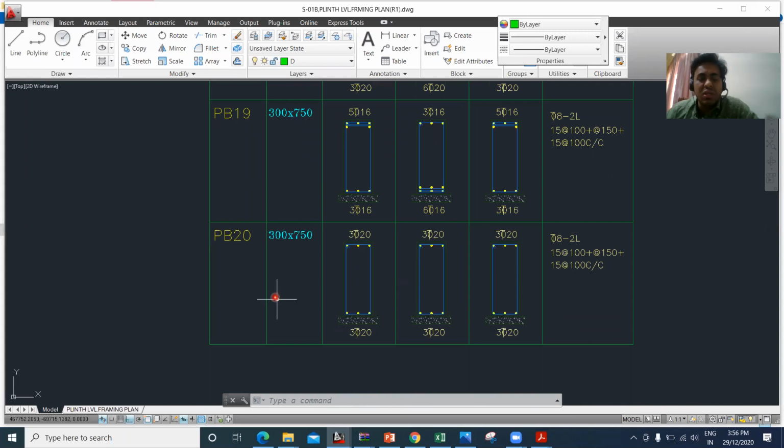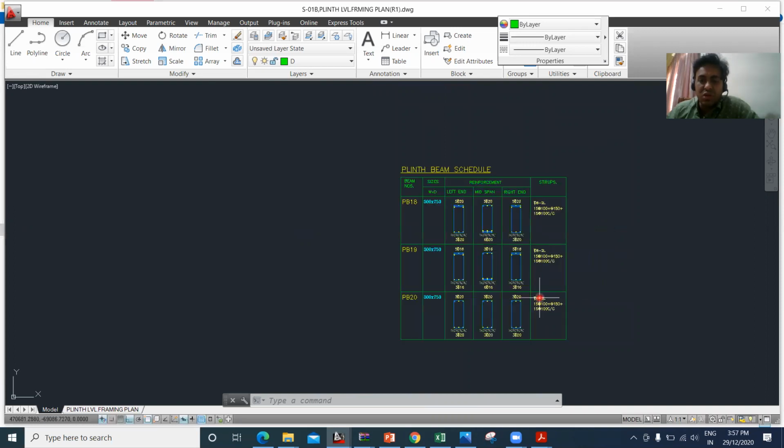In PB20, I think very little load is coming. That is why you're not providing any extra bar. 20 diameter 3 bars in the top is sufficient, 20 diameter 3 bars in the bottom is sufficient, and 8 mm two-legged stirrups, 15 at 100 center to center spacing near the support and 150 at the span, are sufficient to take care of the load. So this is how the plinth beam has been worked out, and this is how we need to understand them.